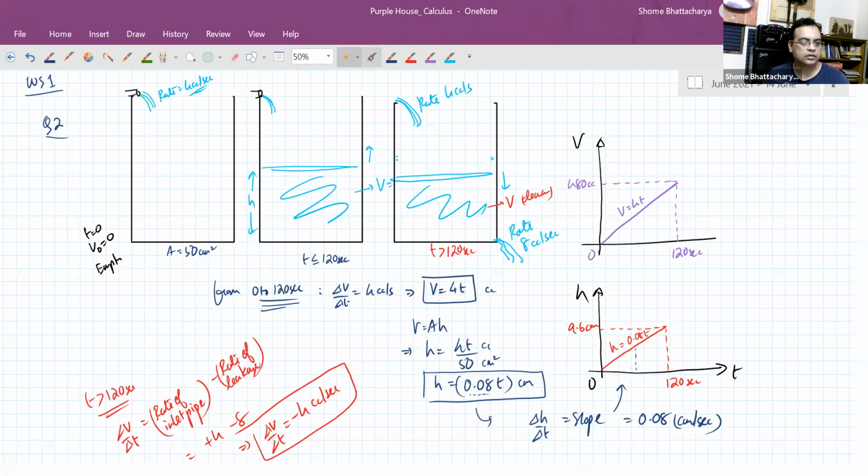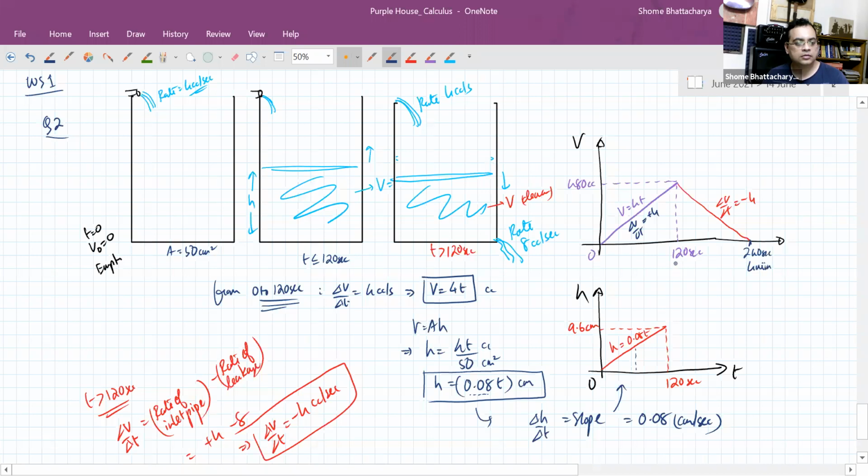Because in the first half, the volume was increasing at this rate. Now the second half, the volume is decreasing at the same rate. So here delta V by delta T is -4. Here delta V by delta T was +4. So I know that it will empty out in how much time? It will empty out in exactly 240 seconds or 4 minutes. So in the first 2 minutes, it reached the maximum volume, and thereafter the volume started decreasing, and finally it emptied out in 4 minutes.